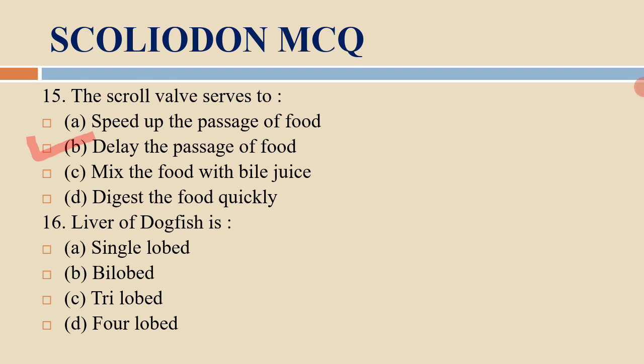Next MCQ: the liver of dogfish is A. single lobed, B. bilobed, C. trilobed, or D. having 4 lobes. So the liver of dogfish is simply bilobed, having 2 lobes.